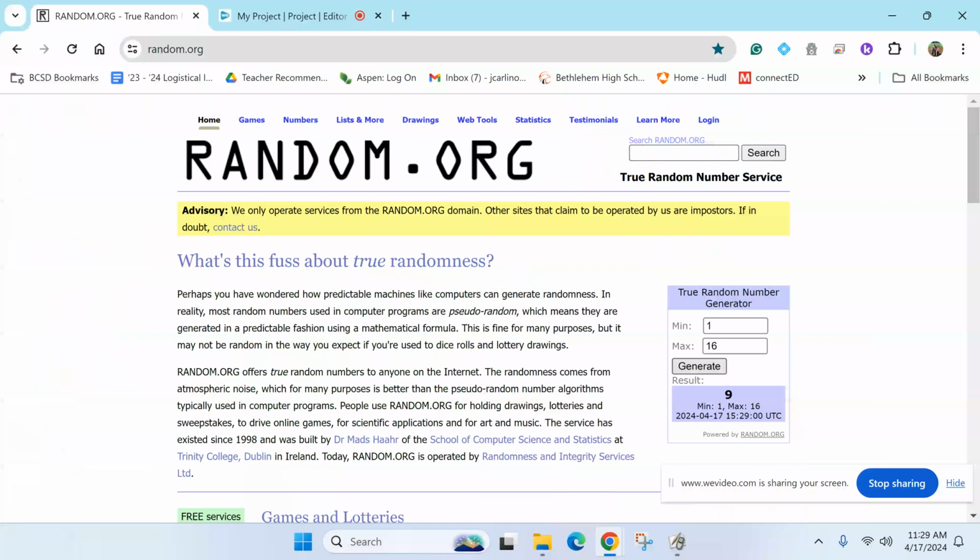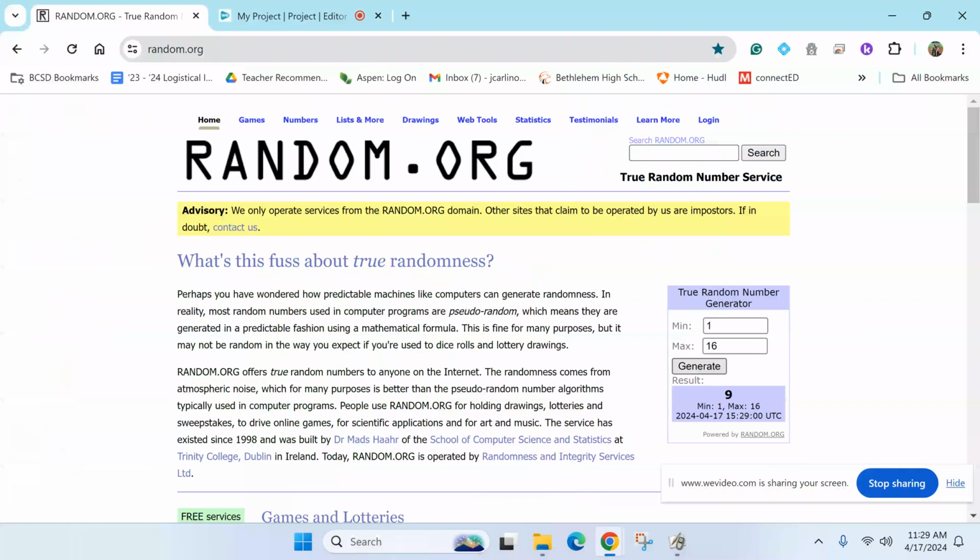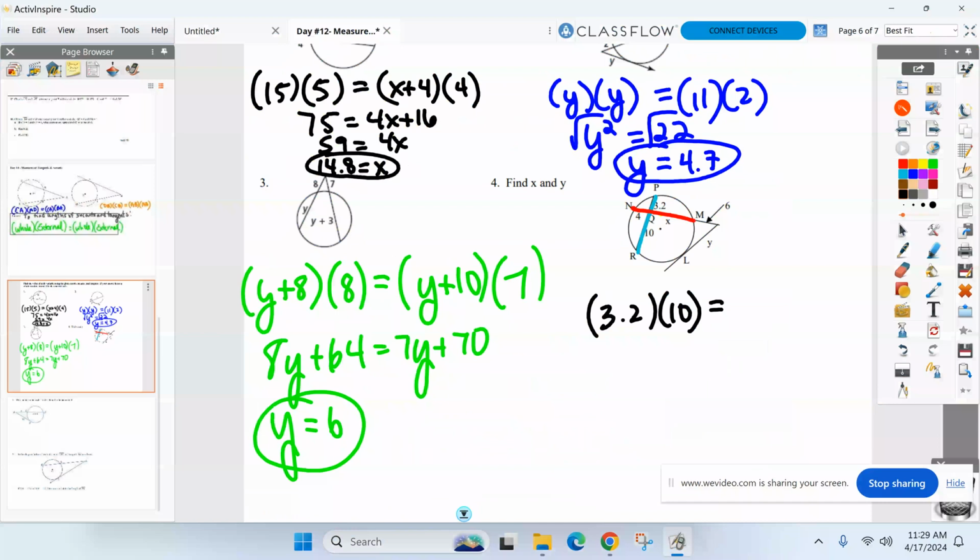Here we go, Ian. 2 parts of one of the chords. 3.2. Yep, 3.2 times 10 equals. Now give me the other chord. Give me those 2 parts that it's broken up into. 4 and X, yep.